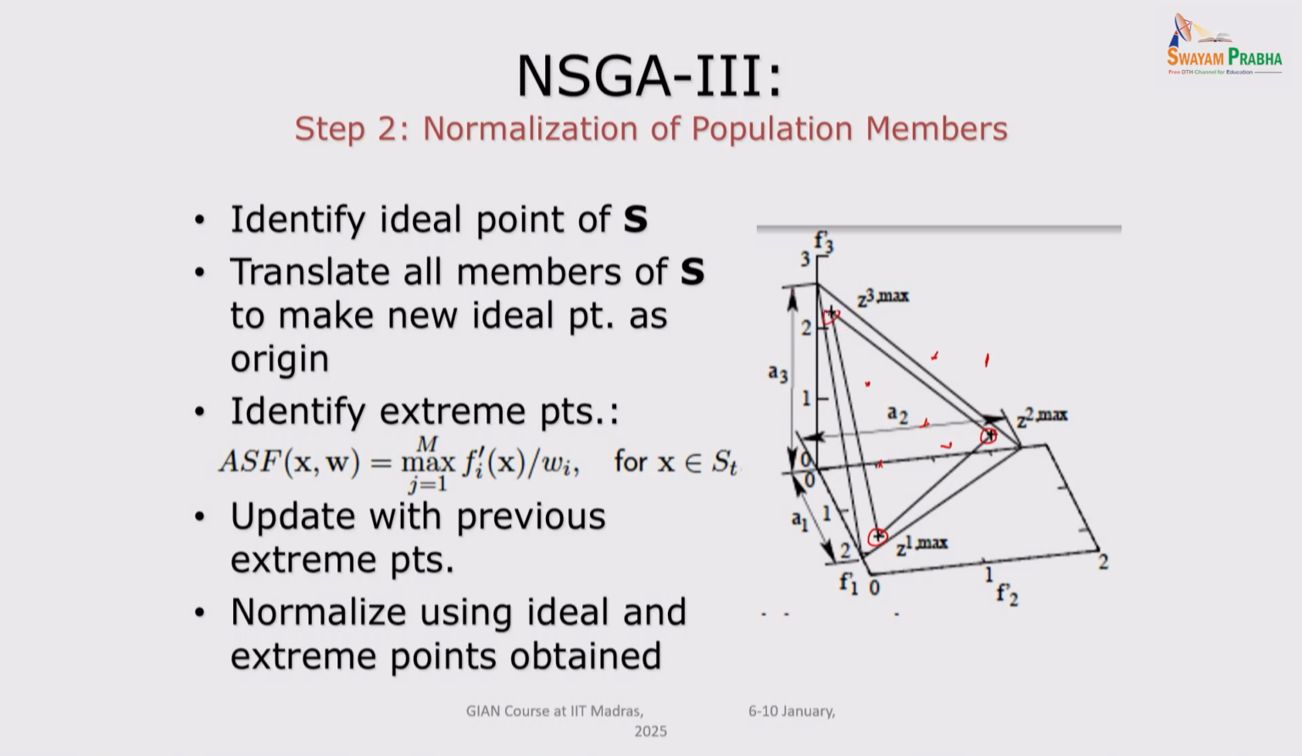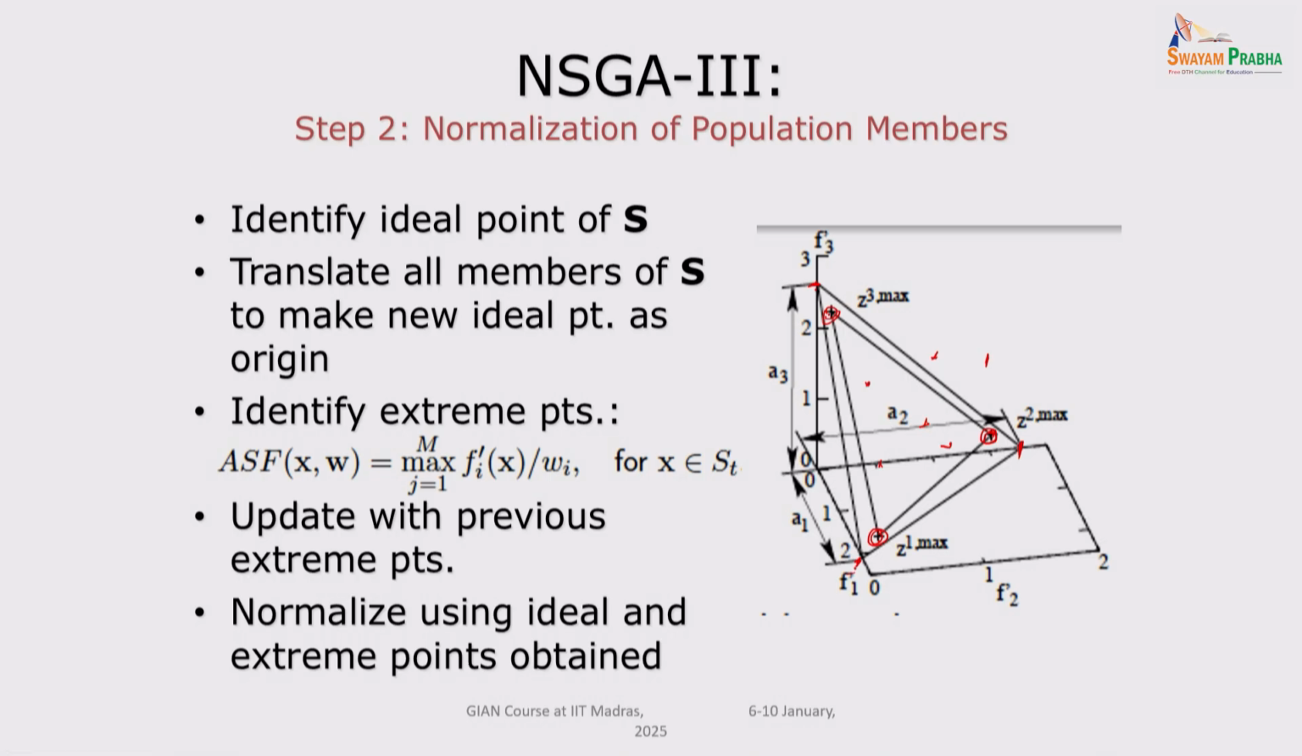They're all normalized first. Let's say I haven't done the normalization. Then I find the extreme points of this set and make a hyperplane. So if there are 3 objectives, I need to find 3 extreme points to pass a plane through them. Other points may not fall on the plane, but I just extend that plane until it hits the axes, and they hit at A1, A2, A3.